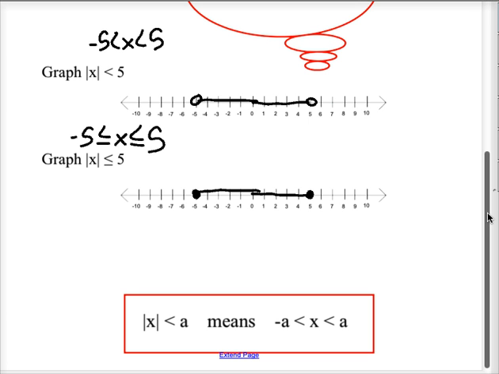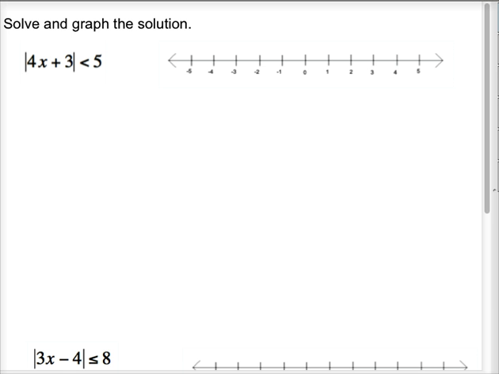Okay? So let's take a look at how to solve some of these in an actual equation. All right? So solve and graph to get the solution. Again, we have an absolute value that is less than a number. So being less than a number, it means we are condensing it down. We are restricting ourselves in between the negative of that number and the positive of that number.